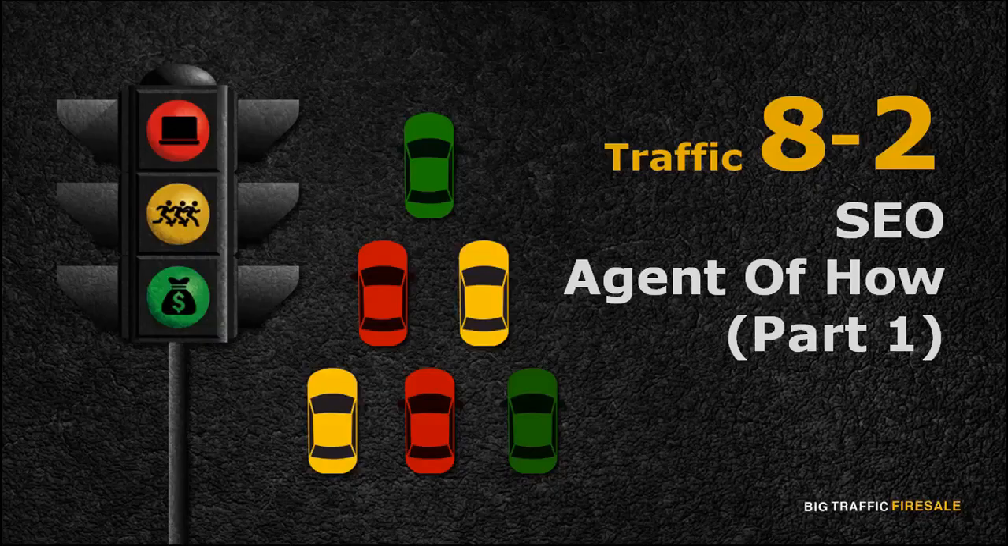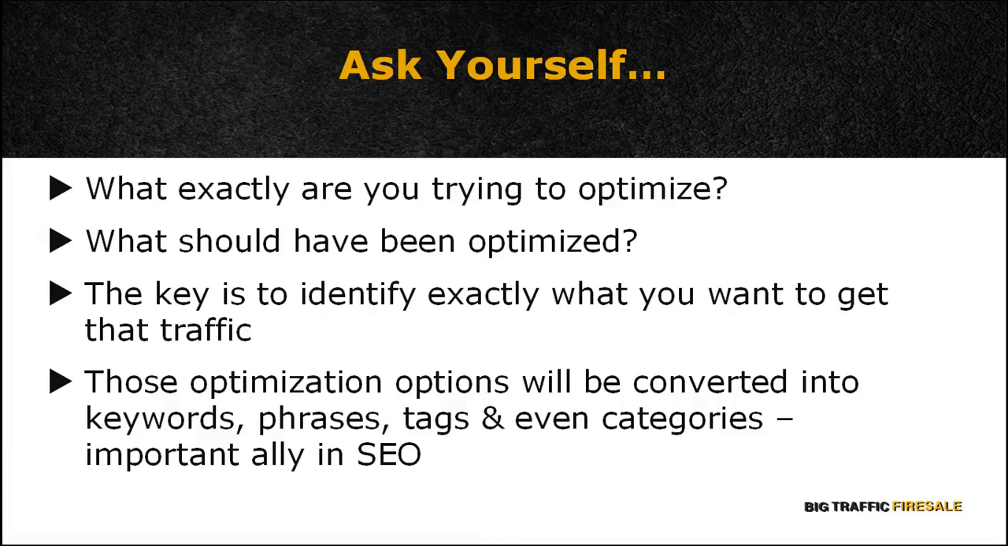This is where you uncover effective steps to fully optimize your site to generate the traffic you desire. First off, ask yourself, what exactly are you trying to optimize? Or if you've tried SEO before and it didn't produce results, what should have been optimized? Identifying exactly what you, not anyone else, but what you want is important to get traffic, because those optimization options will be converted into keywords, phrases, tags, and even categories that in turn will be your most important ally in SEO.